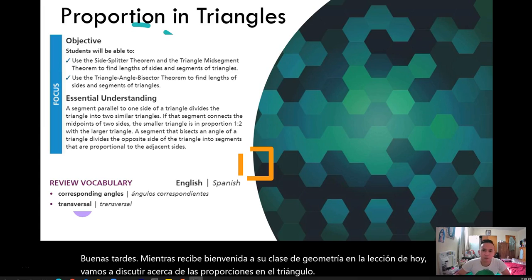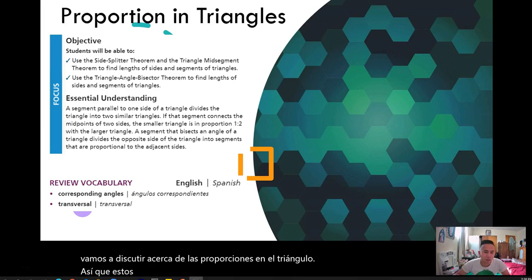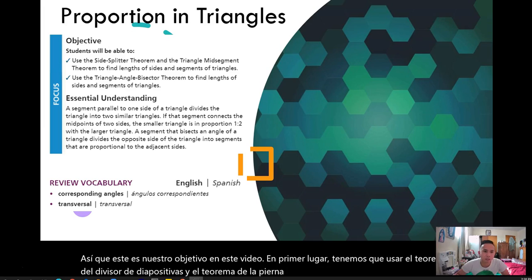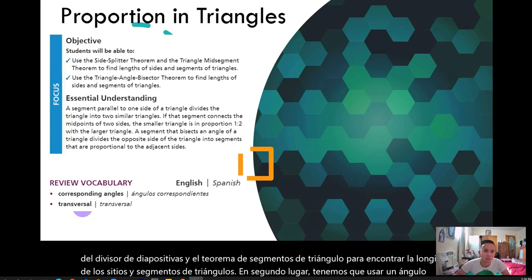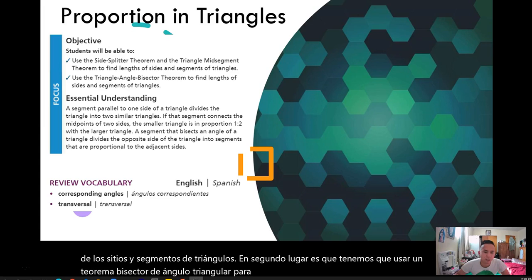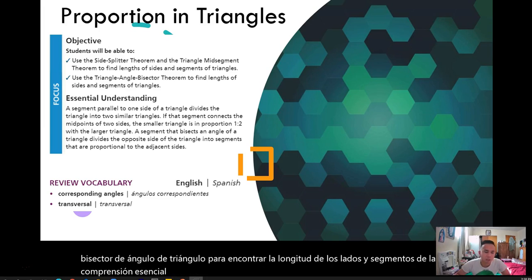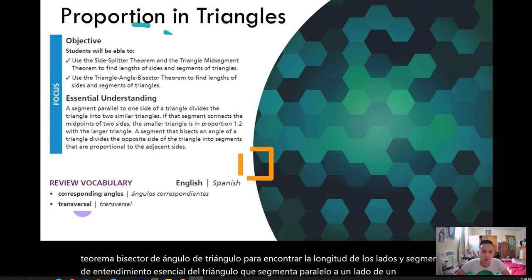So these are our objectives in this video. First, we have to use the side splitter theorem and the triangle mid-segment theorem to find the length of sides and segments of triangles. Second, we have to use the triangle angle bisector theorem to find the length of sides and segments of triangles. Essential understanding: a segment parallel to one side of a triangle divides the triangle into two similar triangles.